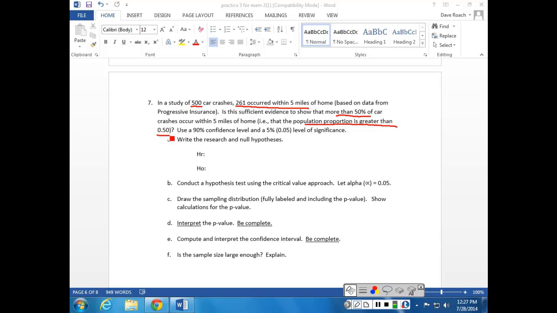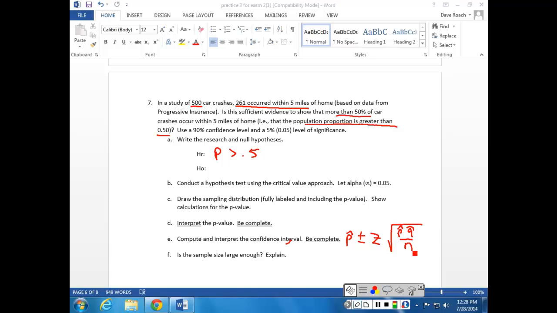So HA, the alternative hypothesis, is going to be p greater than 0.5. So this is going to be a one proportion z-test. And again, just quickly here, if it doesn't ask for one, but yeah, it does. Here's a confidence interval. It's going to be p hat plus or minus z times the square root of p hat q hat over n.